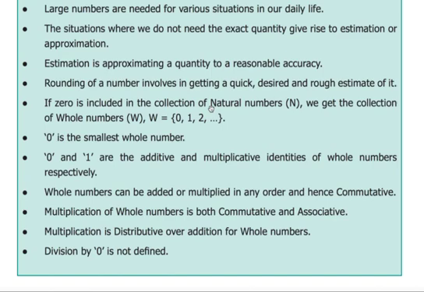If 0 is included in the collection of natural numbers, we get the collection of whole numbers. 0 is the smallest whole number. 0 and 1 are the additive and multiplicative identities of whole numbers respectively. Whole numbers can be added or multiplied in any order and hence are commutative. Multiplication of whole numbers is both commutative and associative. Multiplication is distributive over addition over whole numbers. Division by 0 is not defined.